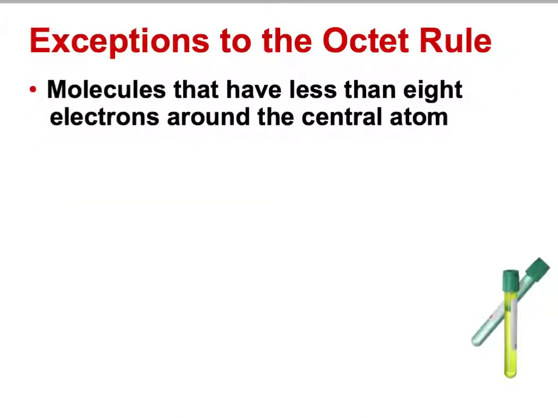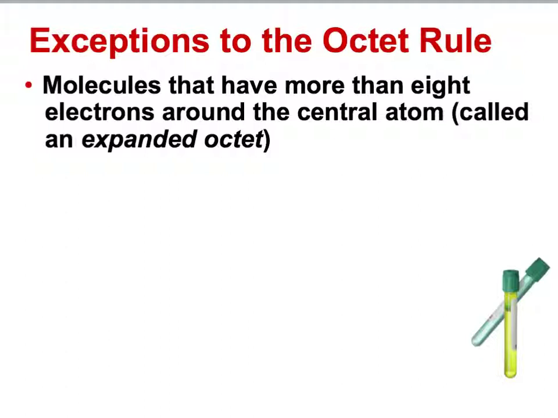The second exception would be molecules that have less than 8 electrons around the central atom. And of course that would be our good old friend boron trihydride, which is going to be something like this. Or you can have anything really that has only 2 atoms. This hydrogen here is only going to have 2 electrons around it. The boron here has only 6. Each of the hydrogens only 2. So all of these are exceptions to the octet rule with less electrons than 8, with the exception of the chlorine over here, which does have 8.